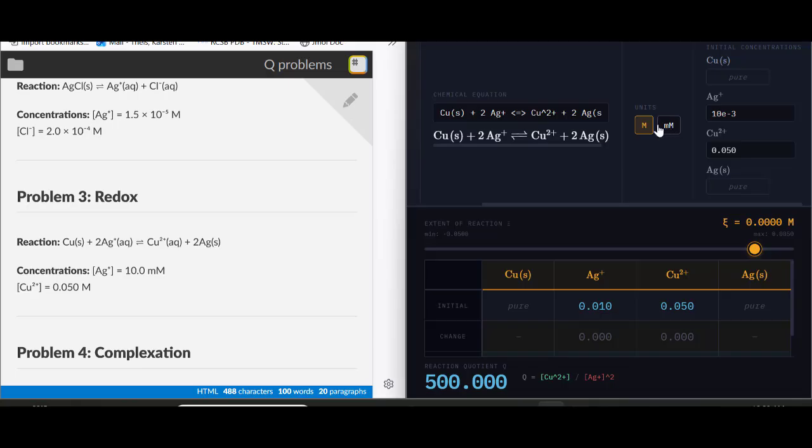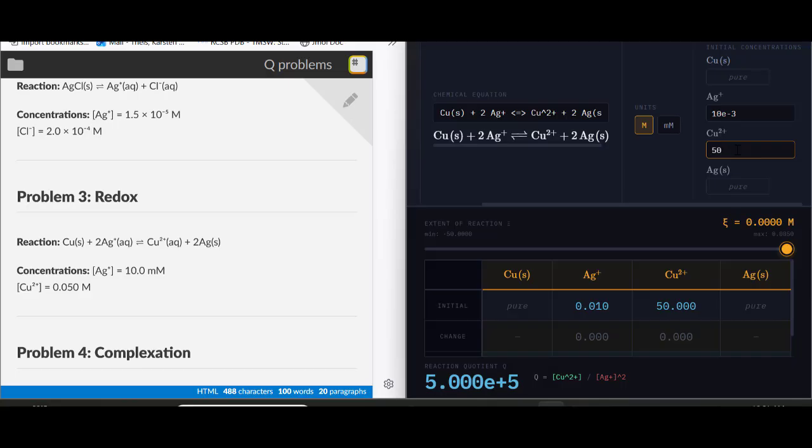Quickly want to show you, it also gives you millimolar, so let's keep in mind the correct answer is 500. I'm going to switch to millimolar. That will break the whole thing because these are not in millimolar. So then I can say 10 millimolar here, and I can translate the 0.050 molar into 50 millimolar, and then I still get 500. But again, I would just stick with the molar and call that 10e minus 3.